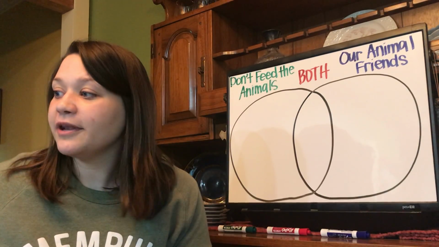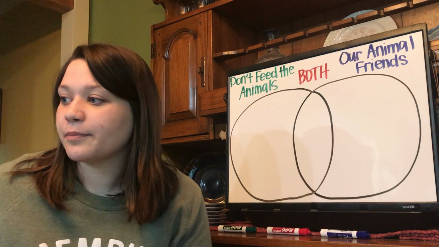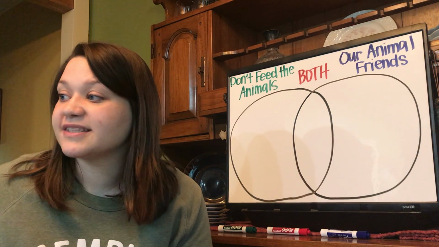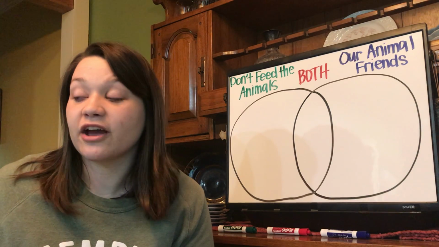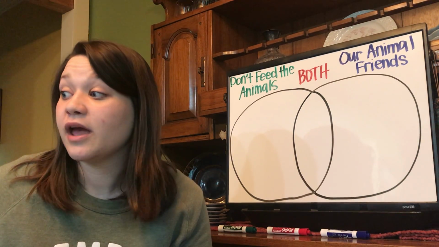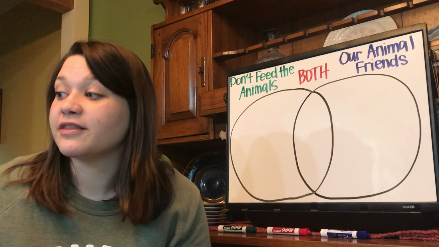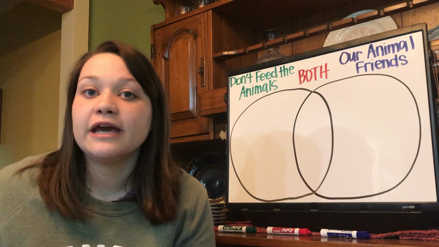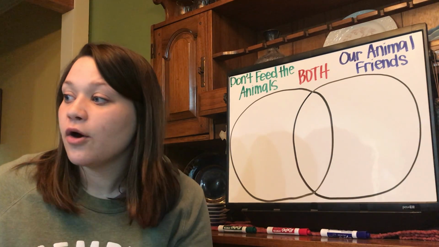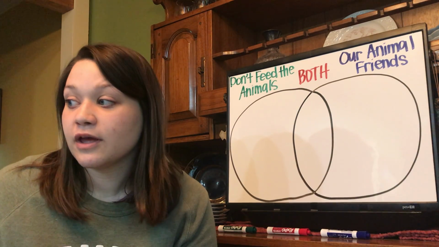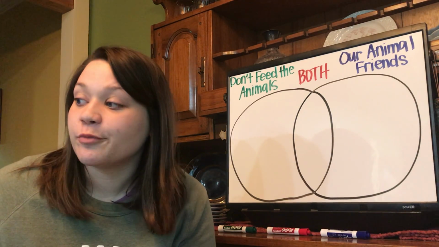Okay, so I'm going to go ahead and skip down past the first Venn diagram in your packet, because that one is asking you to compare and contrast two posters, which I think that you can do on your own. And we are going to work together on the second Venn diagram. So I'm going to be starting on page 326, which is the story Don't Feed the Animals and the story Our Animal Friends.